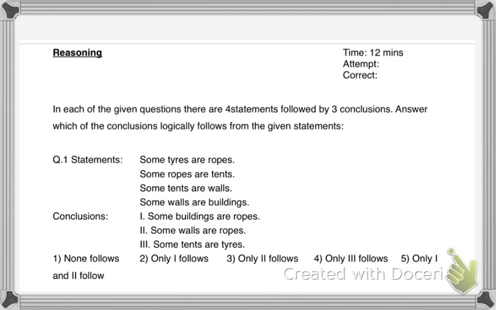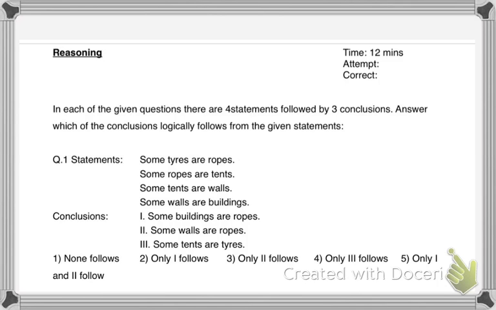Now, in the reasoning section, you were given 12 minutes, and there were 10 questions, 5 from syllogisms and 5 from input output. Syllogisms is one topic I would say you must practice a lot, because it is a very common topic and one of the easiest and quickest topics to attempt in the reasoning section.